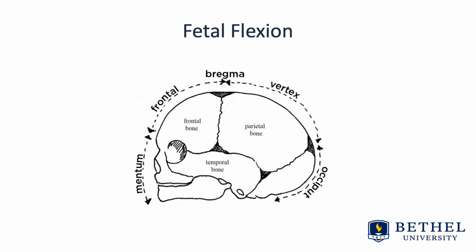If you purchased a fetal doll, I would recommend writing on the doll's head in pen: this is the bregma region, this is the vertex region, this is the occiput. The frontal bone is right in the front of the baby's head, the region of the eyebrows. Lastly, the chin we call the mentum, and submentum would be just below that, under the chin.